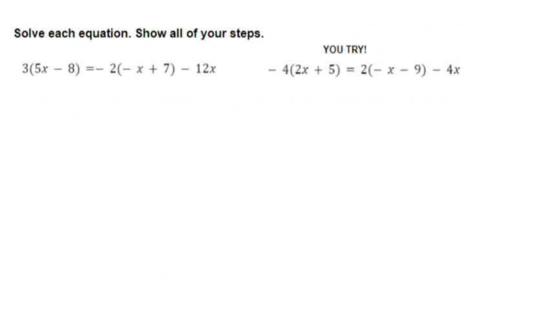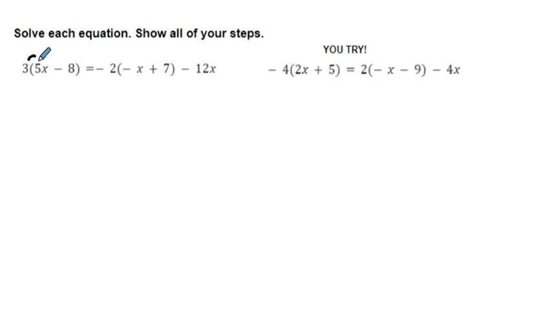Okay, here we are. We're still talking about solving equations with variables on both sides, but now we're going to look at examples that not only have variables on both sides, but where we also have to do distribution. So let's check this out. All right, let's dive in and let's go.